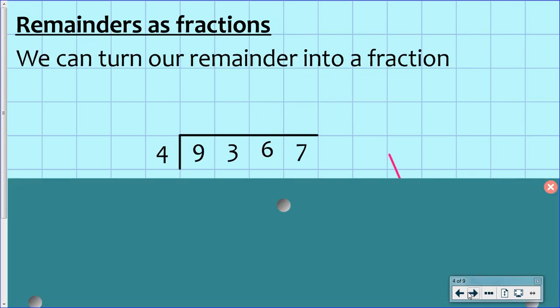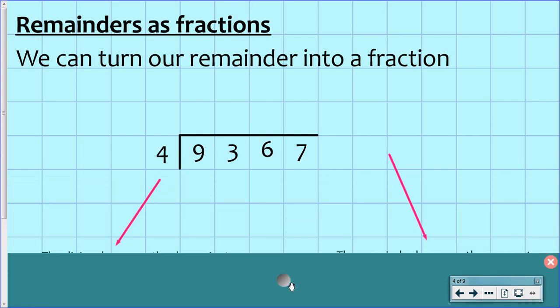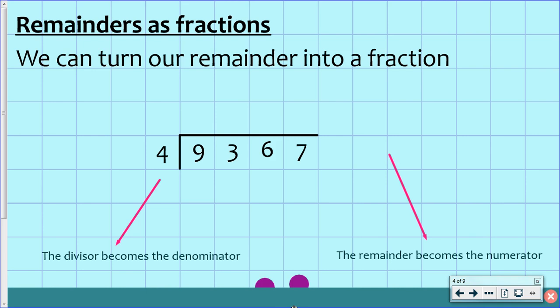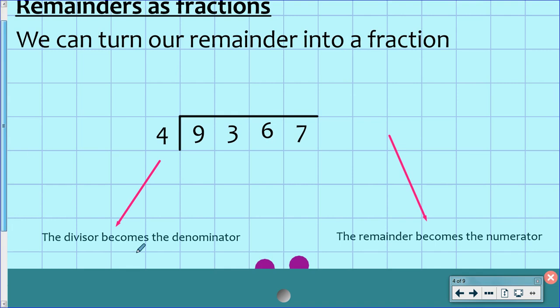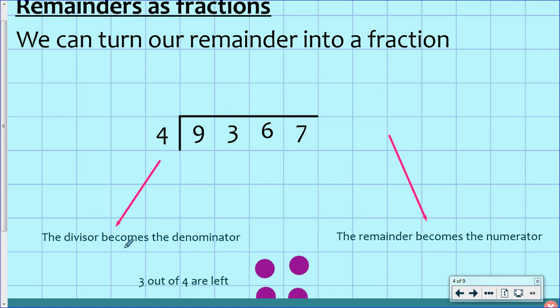Right, silver. So we are going to turn our remainders into fractions for silver. We're going to be using the same idea, but rather than just writing remainder 3, for example, at the end, we're going to just turn that into a fraction. In our fraction, we have the denominator, which is the bottom number, and the divisor here will become our denominator, and whatever we have remaining is going to become the numerator, which is the top number.